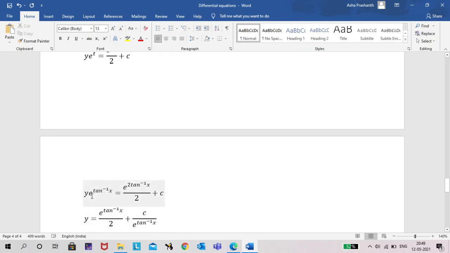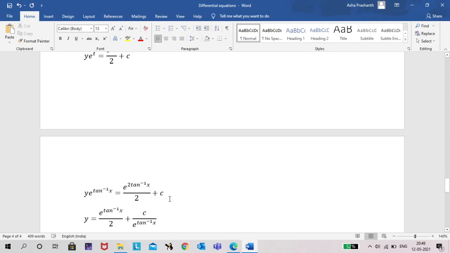So next, if you want to take this e to the power of tan inverse of x to the right-hand side, we will get e to the power of tan inverse of x by 2 plus c by e to the power of tan inverse of x, since the tan inverse of x terms cancel. If you want to take it into the numerator, it becomes negative e to the power of minus tan inverse of x, or else you can keep it like this only. This is the solution for the given problem.